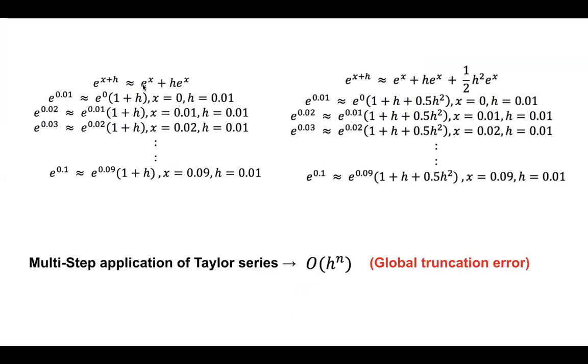e raised to x plus h is equal to e raised to x plus h times e raised to x. It goes on. Again, you can have h square by 2 factorial e raised to x, and it can go on like that. So this is a Taylor series expansion for e raised to x plus h.